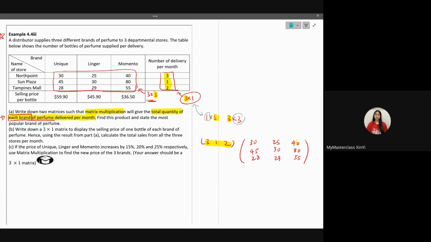second column, okay, then you're going to do these. First row, third column. Okay, then what you're essentially doing is finding the total quantity of Momento. So this is actually what you want, the total quantity of each brand of perfume. So you're going to use this one over here.